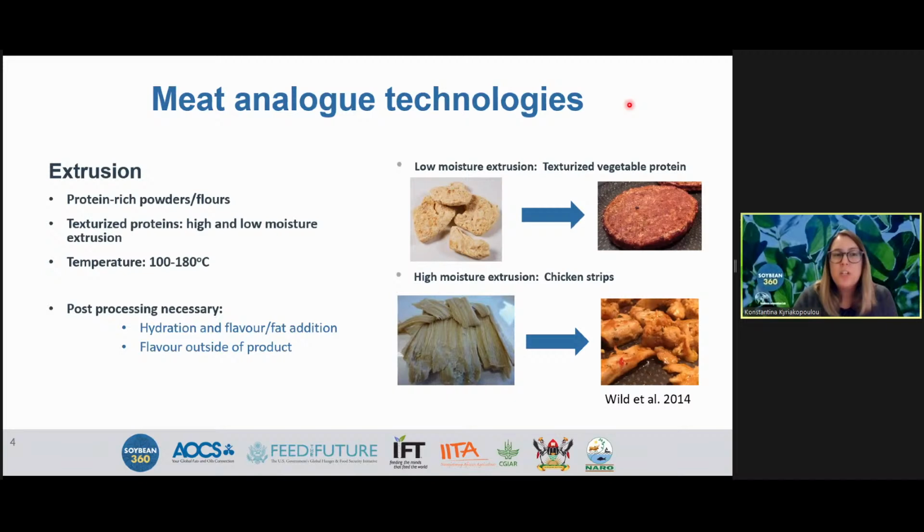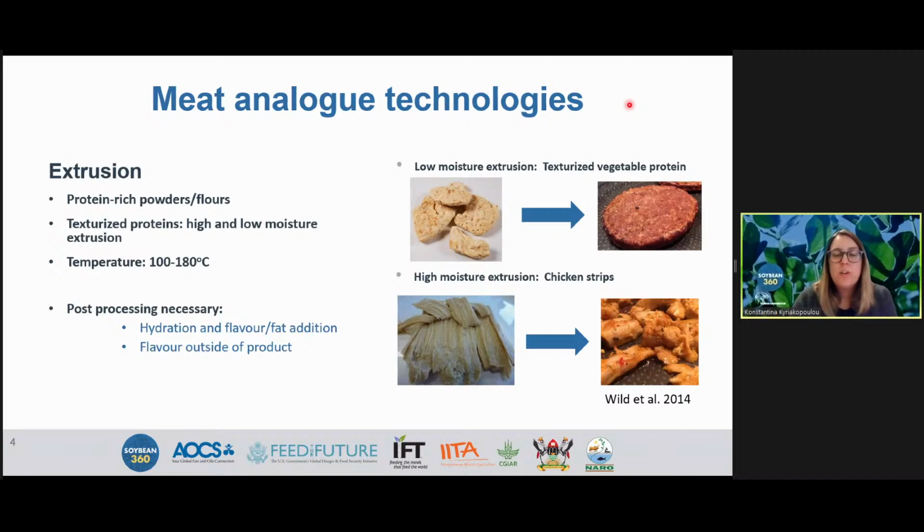Usually there are two main commercial meat analog production processes, the first being extrusion, but in Wageningen we also produce the Sear Cell technology. The extrusion itself can be performed under low moisture conditions or high moisture conditions. When ingredients are treated under low moisture conditions, what is created is a texturized vegetable protein, which can be hydrated and kneaded into products like a beef burger or a beef patty.